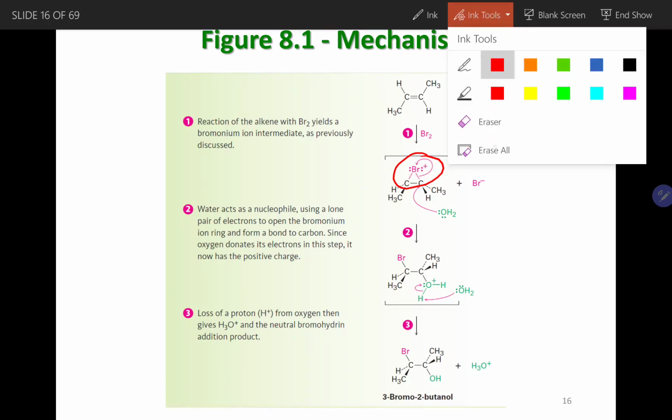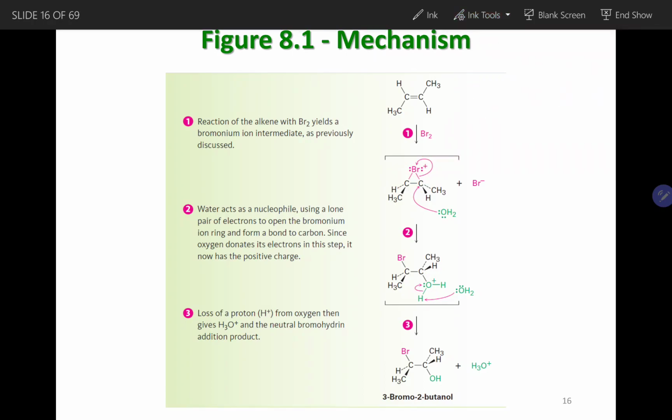Okay, and then once the bromonium ion is formed, the water molecule will act as a nucleophile and then produce an OH group on the other remaining sp2 hybridized carbon. Okay, so that is how the mechanism goes. This is directly from your textbook.